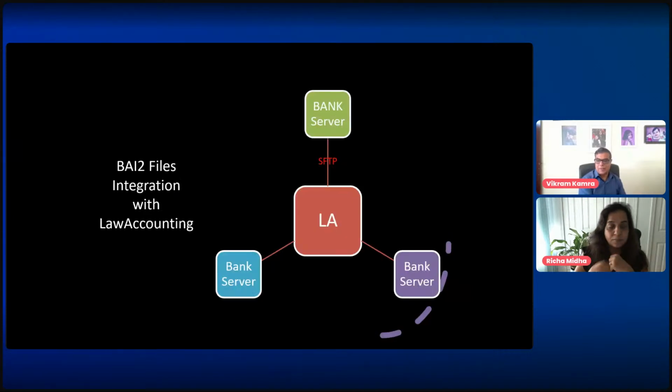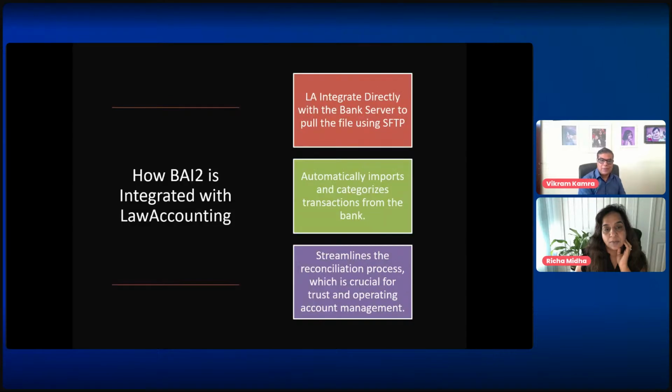And I just put this picture together where basically Lockcounting is directly connected with your bank server. So basically, the bank submits that file, maybe a nightly file, to their server, and then Lockcounting reads that directly from the bank server into the LA, and then we have code written which looks at the BAI2 code, the mapping of the BAI2 code with your general ledger, and what kind of transaction it is. So from that file, we generate all the bank transactions. Richa, this is mainly your topic, right?